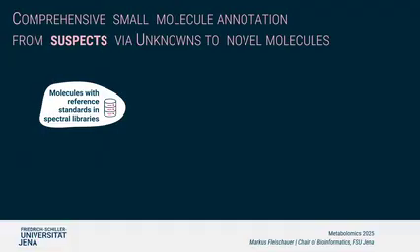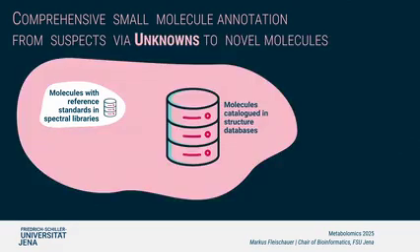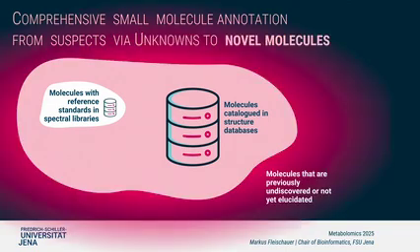Given the right data, SIRIUS basically gives you a comprehensive small molecule annotation workflow that allows you to identify suspects, so molecules with reference standards and spectral libraries. But more importantly, it also allows you to annotate unknown molecules, so molecules that are cataloged in structured databases. Further, we also have methods that allow you to find novel molecules, so true unknown unknowns that were previously undiscovered and not yet elucidated.